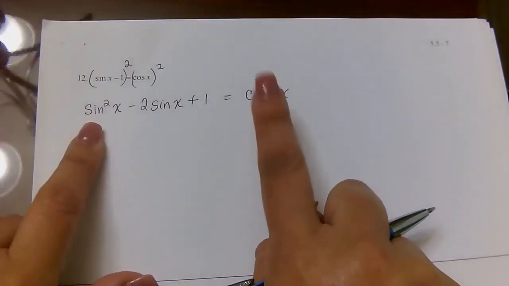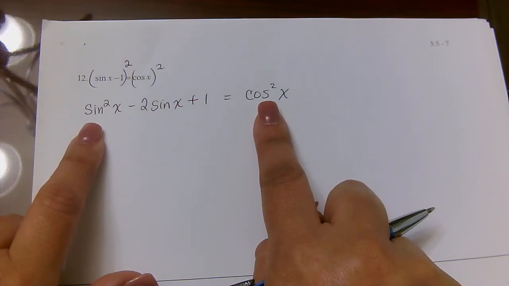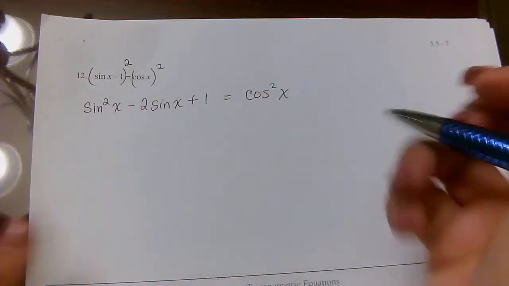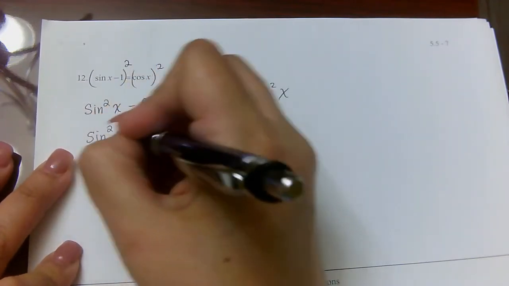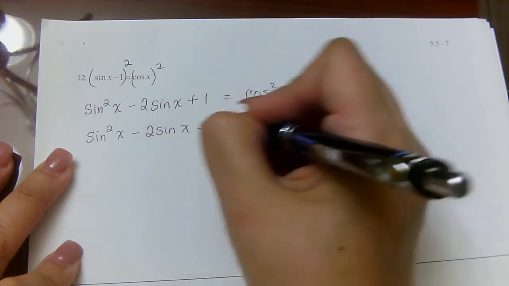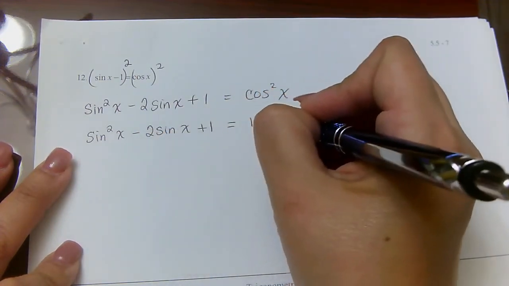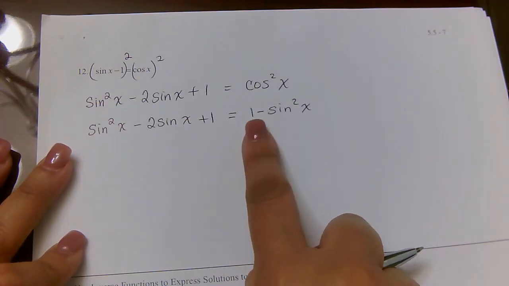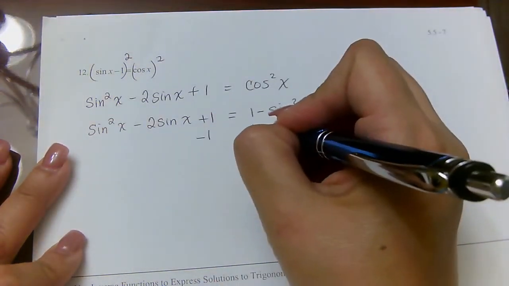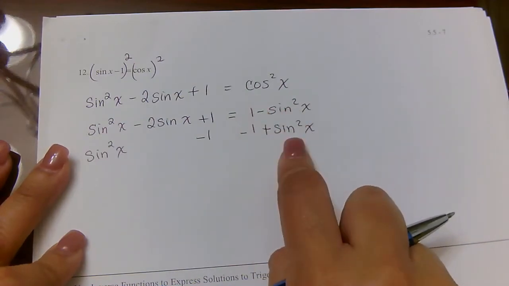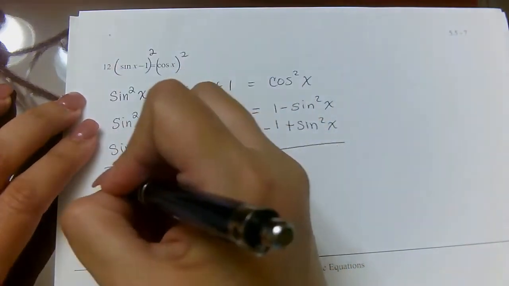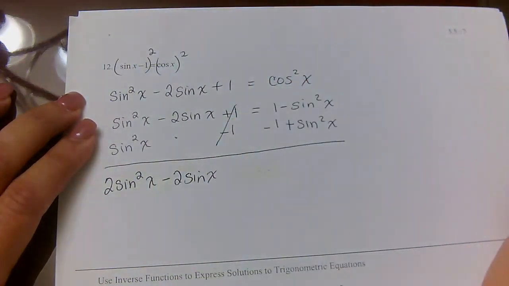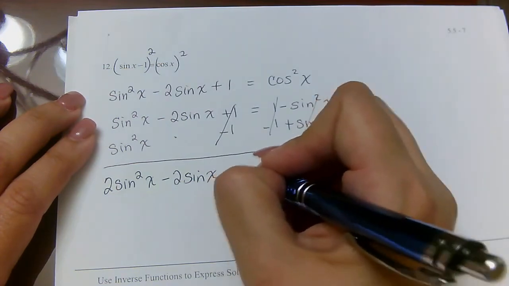Now I'm going to try and change this cosine squared x into terms of sine squared x. Because these two are already in sine, I might as well change this one. And we're going to use Pythagorean identities. So we have sine squared x minus 2 sine x plus 1 equals 1 minus sine squared x. Okay, so all I'm doing is using the Pythagorean identity. These are the ones you need to know. Now I'm going to make it equal to 0. All I did here was subtract the 1 and add the sine squared. So now I'm going to have an equation that is 2 sine squared x minus 2 sine x. These will cancel, and these will cancel, and it's equal to 0.